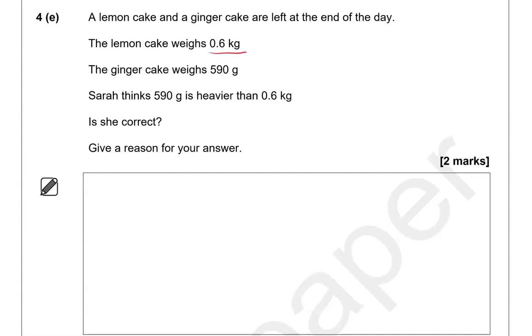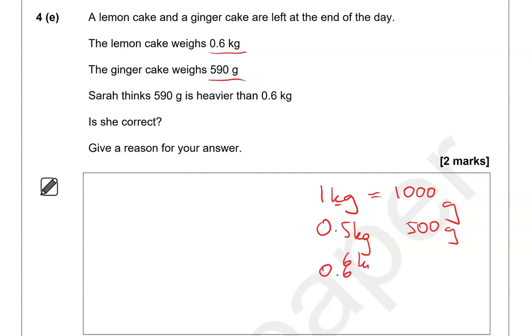So we're comparing kilograms with grams. In 1 kilogram, there are 1,000 grams. K we use to mean 1,000, so kg means 1,000 grams. So that is 1 kilogram. 0.5 kilograms, that would be half, so that would be 500 grams. 0.6 kilograms, that would be 600 grams.